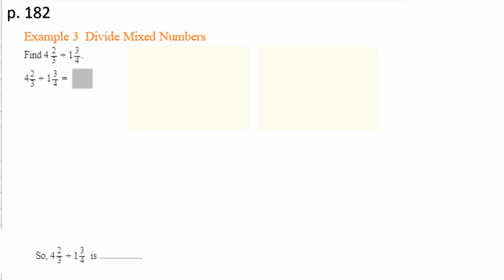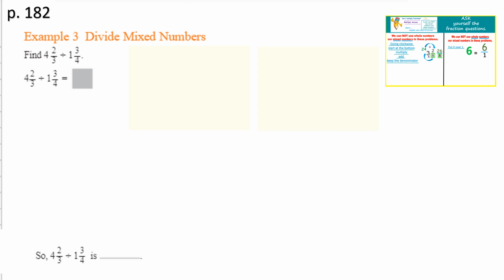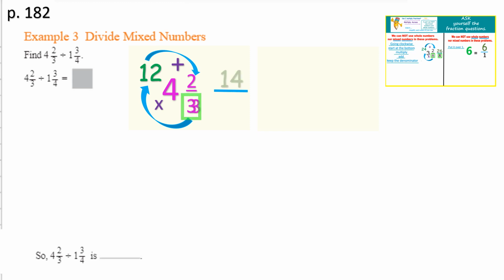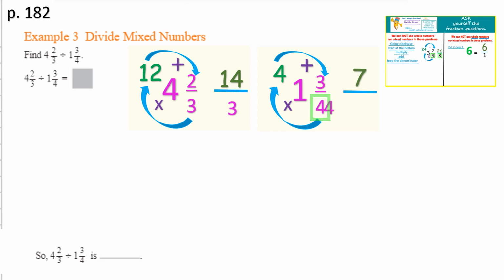What about when I have two mixed numbers? It's okay, I still do the same math. If I have two mixed numbers, I have to create two improper fractions. So if I have 4 2/3, I start at the bottom, I multiply and add. So 3 times 4 is 12, plus 2, it gives me 14. I keep my denominator of 3. And then I have 1 3/4. I'm going to start at the bottom, multiply and add. 4 times 1 is 4, plus the 3 is 7, and then I keep my denominator of 4.